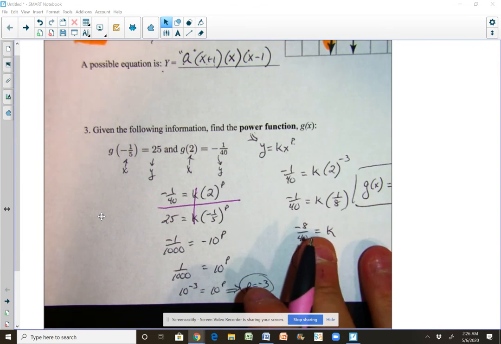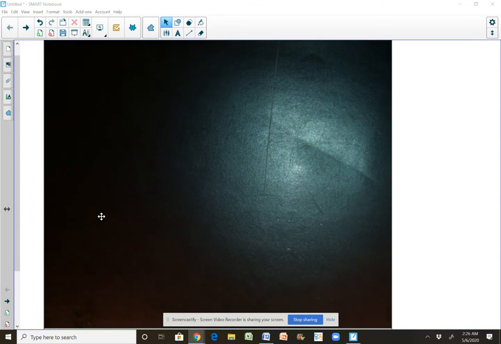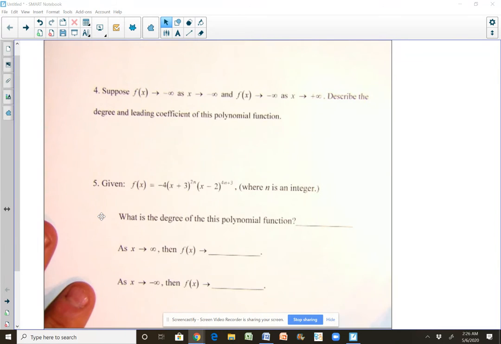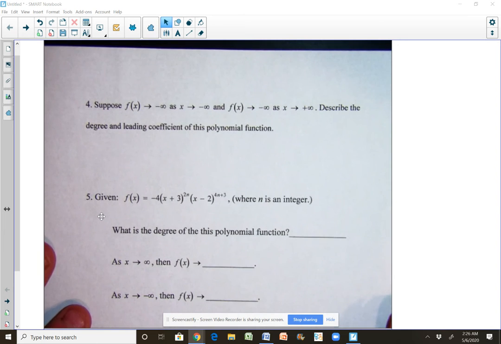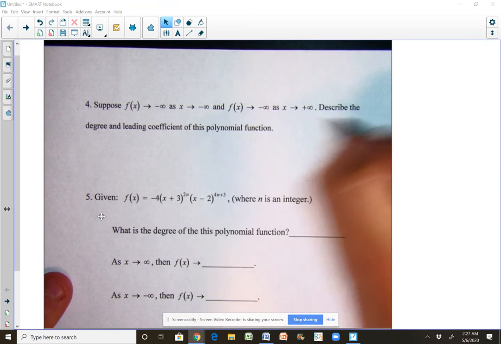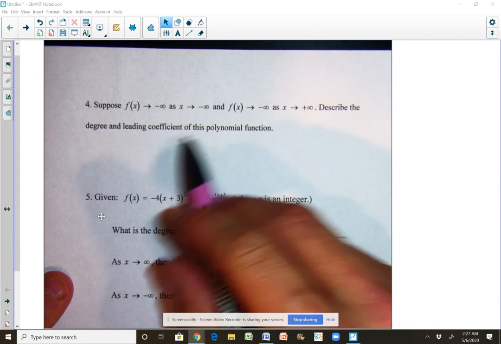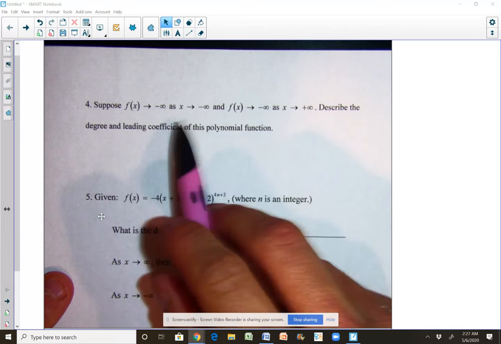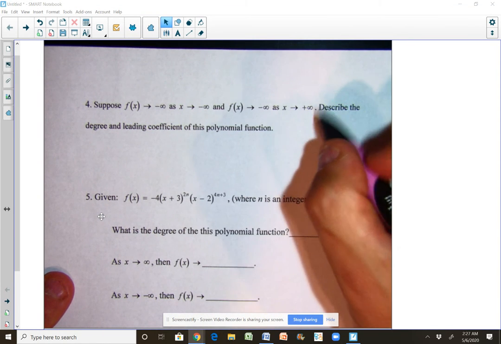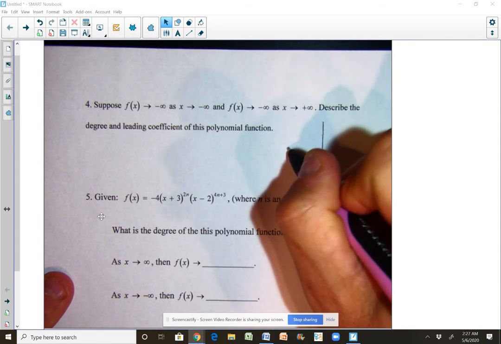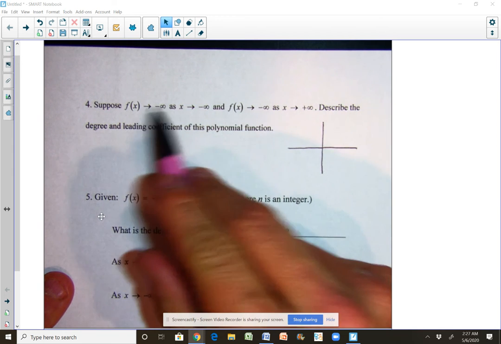All right, moving on to the next page. Now we have a couple more theoretical or analytical questions where we want to sketch. It says, based on this behavior, describe the leading coefficient and the polynomial degree. If we have a blank sketch for the degree, we have some things going on in here.